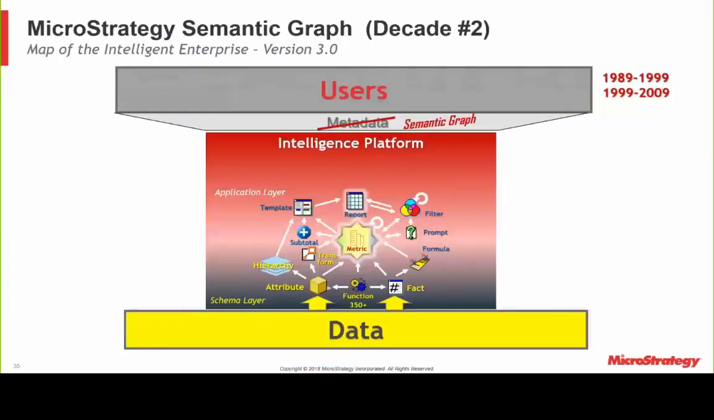Let me jump back to my semantic graph and jump into the next decade of MicroStrategy, where we added some more capabilities such as documents. We also added some things like custom groups and consolidations.